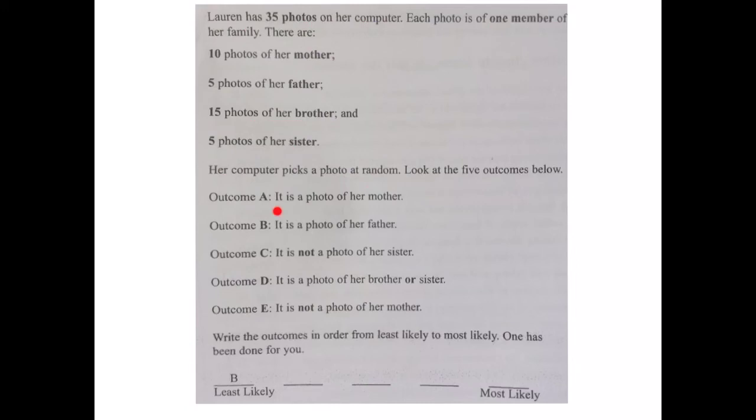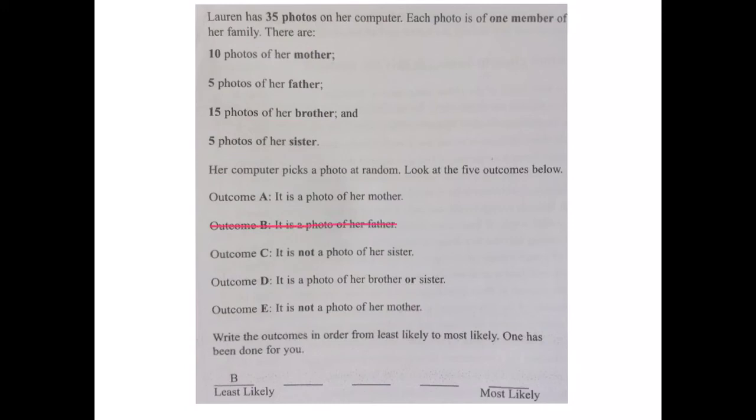Outcome A. When the computer picks one at random, it's a photo of her mother. Outcome B, it is a photo of her father. Outcome C, it is not a photo of her sister. Outcome D, it is a photo of her brother or her sister. And outcome E, it is not a photo of her mother. Write the outcomes in order from least likely to most likely. One has been done for you. So they've already placed outcome B into the probability line, so we don't have to worry about it.